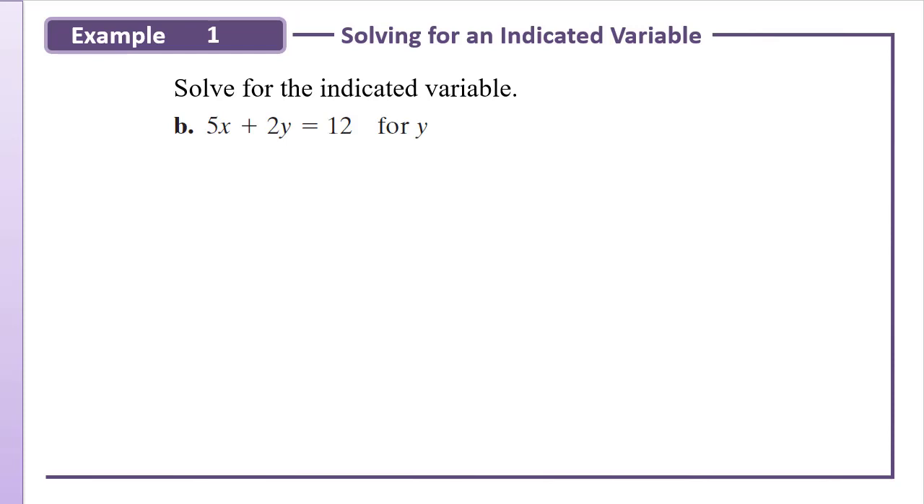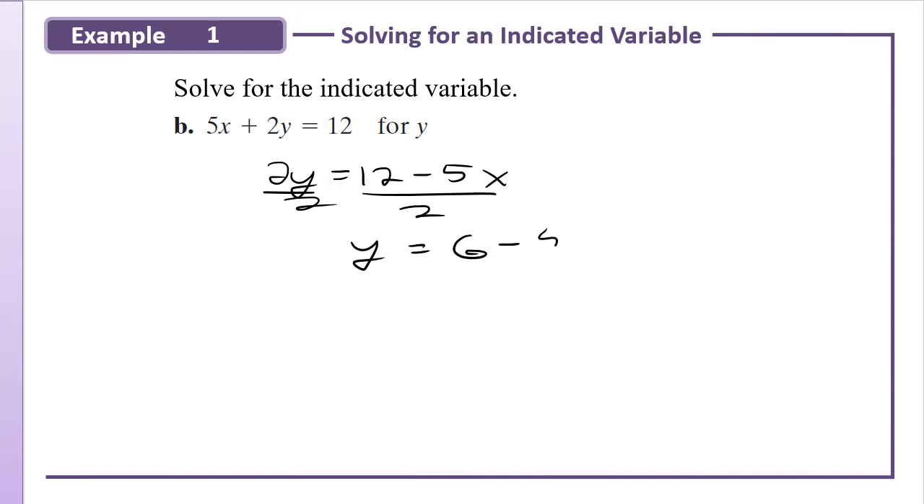Same thing with this one. If we want to solve this for y, we isolate our variable, which means we subtract the 5x from the other side, and then we divide everything by 2, and we get y equals 6 minus 5 halves x, which really is kind of the slope-intercept form of a line. If we write it like this, negative 5 halves x plus 6, we know that this is the slope of our line and this is the y-intercept if we want to actually graph the thing.